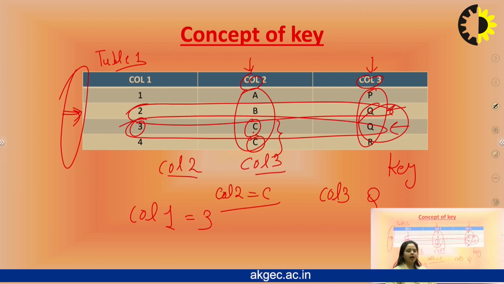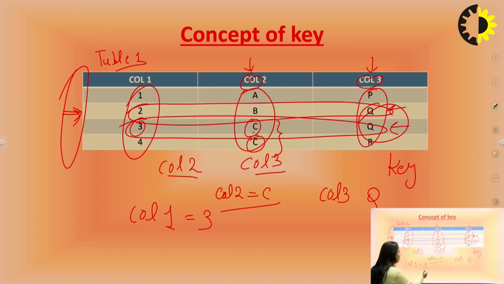Why is it so easy when I give the value of column 1 to fetch the information from the table? Because all the values of column 1 are distinct and unique. Each value exists only a single time. And if someone gives you a unique value, you can easily fetch the row. But in the case of column 2 and column 3, both columns have redundant, duplicate values. Here C is duplicate, here Q is duplicate. So with the help of the values from column 2 and column 3, we cannot fetch any row of the table. But with the help of the value of column 1, we can fetch any row or any tuple.